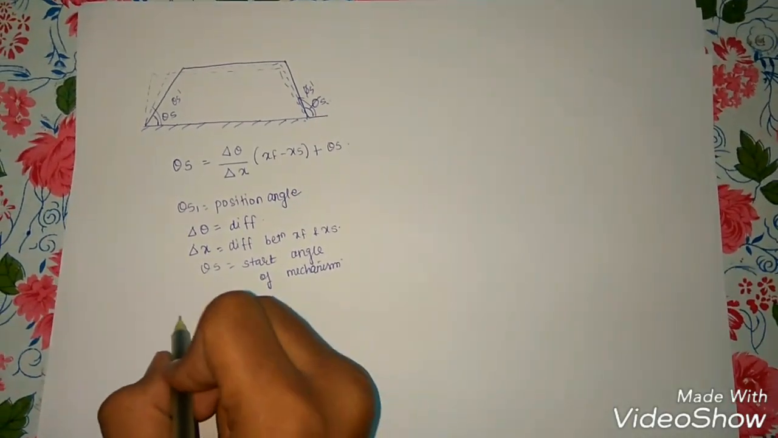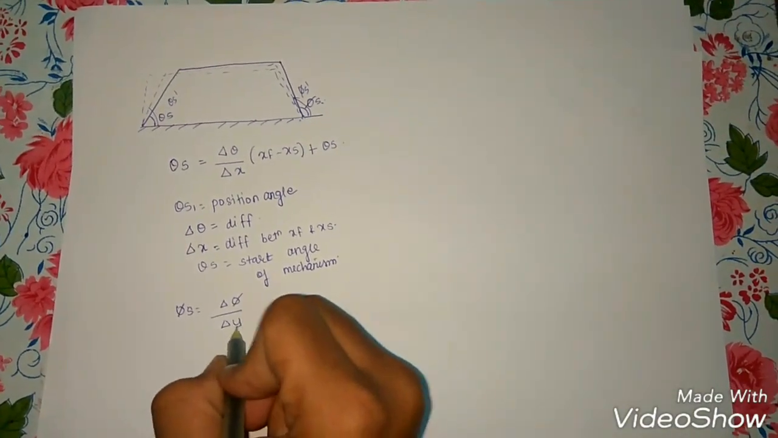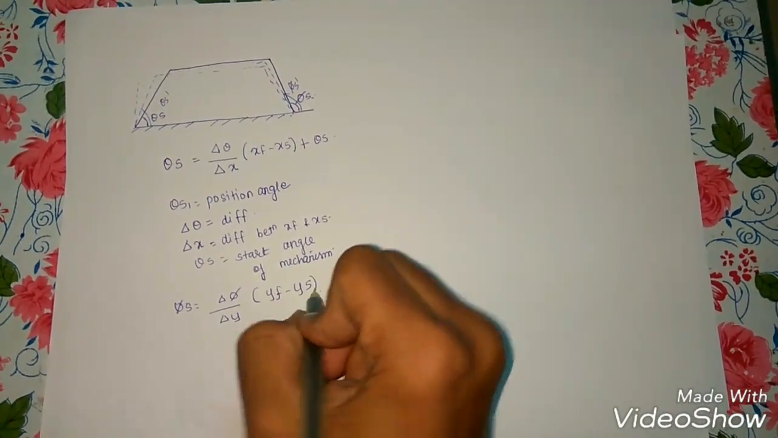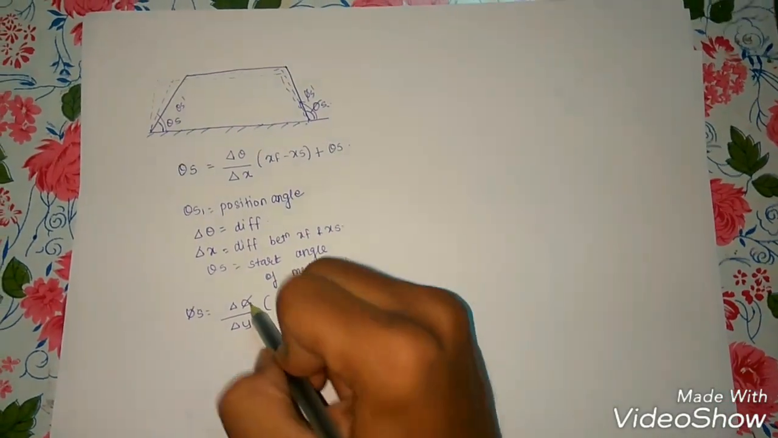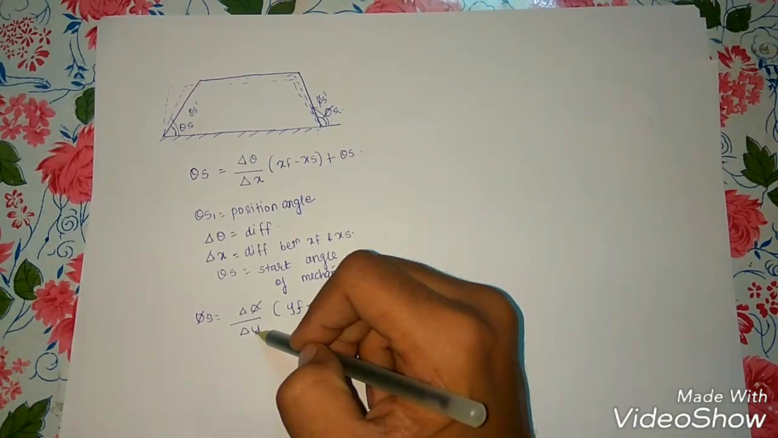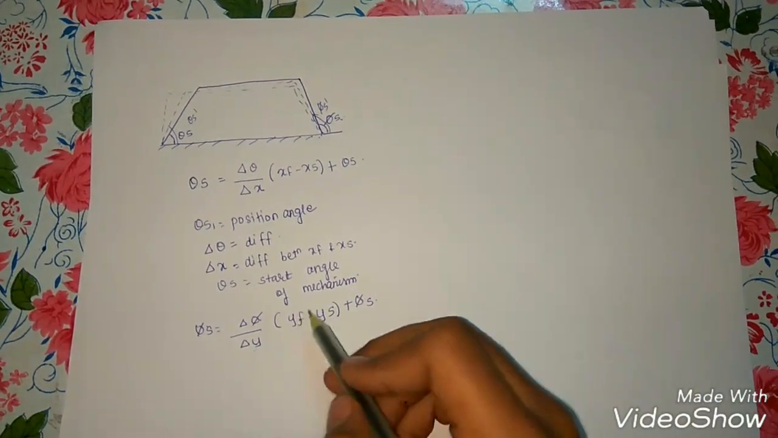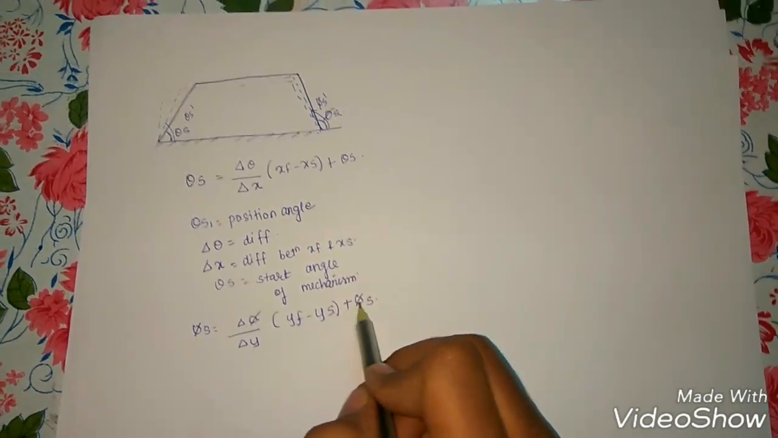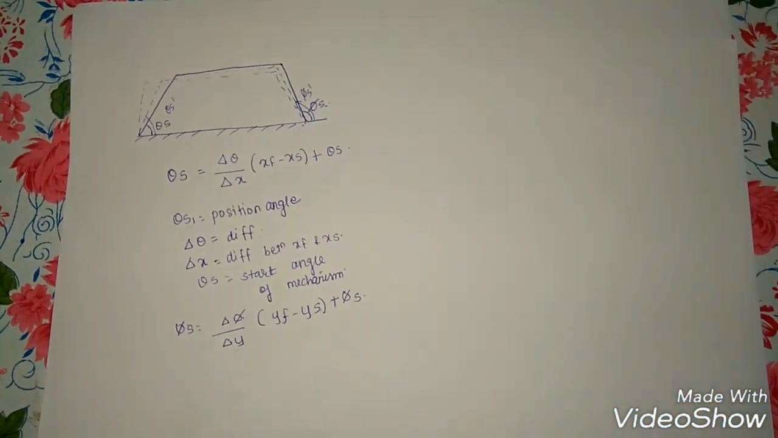Similarly, this was for the input link. For the output link, we can use del phi upon del y, bracket yf minus ys, plus phi s. The same terms are used. Del phi will be the difference of the output link angles. Del y will be the difference between the finish and start positions of y. yf will be the finish position, ys will be the start position, and phi s will be the initial angle of the output link of the mechanism.